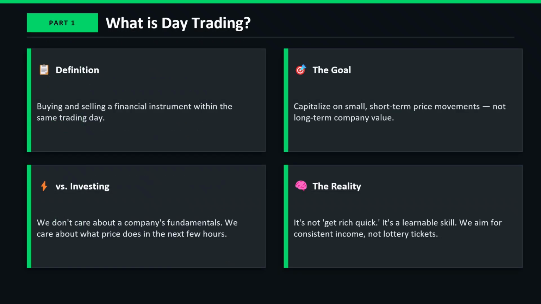All right, let's start with the basics. What is day trading? The textbook definition is simple. It's the act of buying and selling a financial instrument, like a stock, a currency, or a commodity, within the same trading day. You close out all your positions before the market closes. But let's talk about the goal. The goal of a day trader is not to find the next Amazon or Tesla and hold it for 10 years. Our goal is to capitalize on small, short-term price movements. We want to profit from what price does in the next few hours or even the next few minutes.